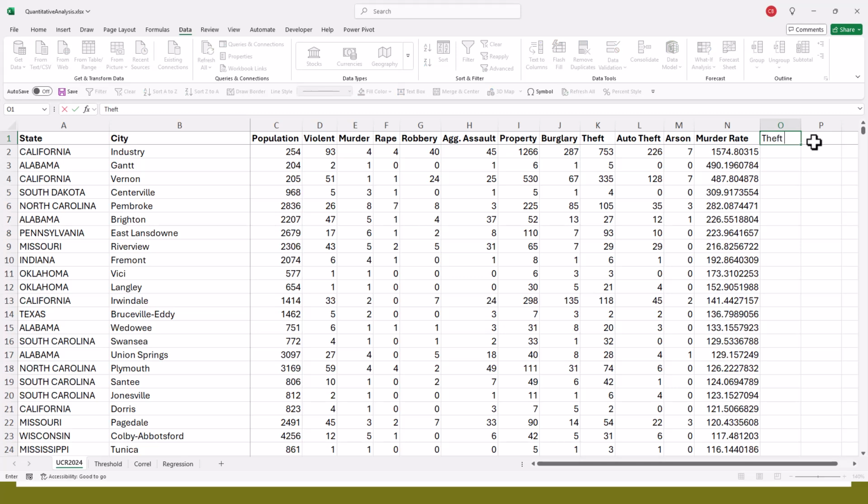Theft rate. We'll take the theft total, K2, divide by the population, multiply by 100,000.